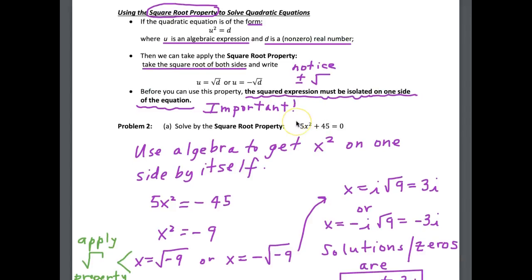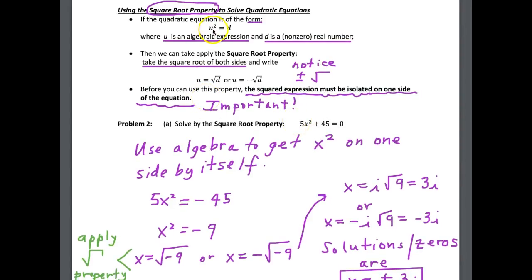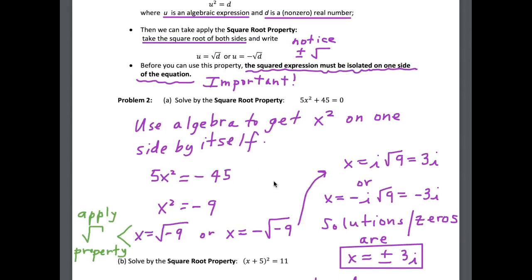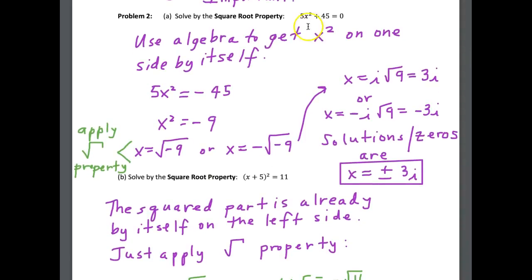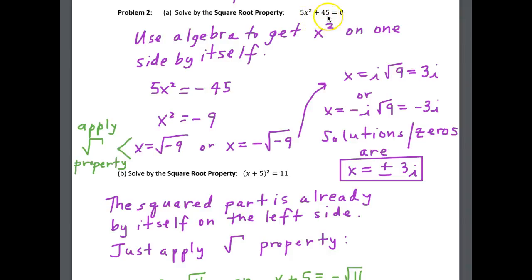Now, before you can use this property, you have to make sure just the squared expression is isolated on one side of the equation. You have to get all the numbers on the other side by themselves, and then the square root has to be by itself. Let's take a look at problem 2. In problem 2, we're starting off with 5x squared plus 45 is equal to 0. We need to isolate the term with the x squared and get it on one side. So I'm going to subtract 45 from both sides, and I'm down to this equation. Divide by 5, and I'm left with x squared is equal to -9.